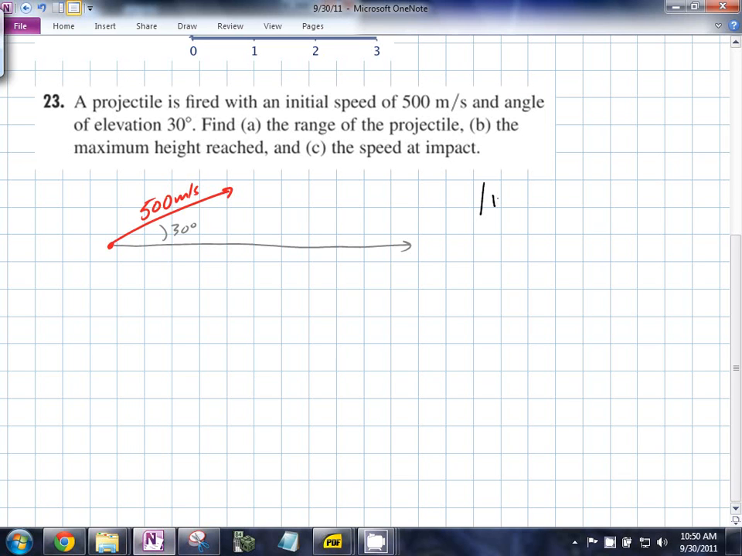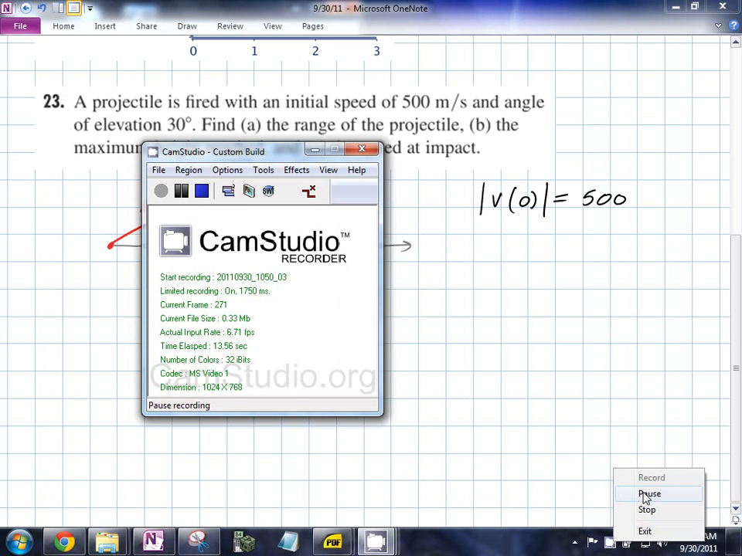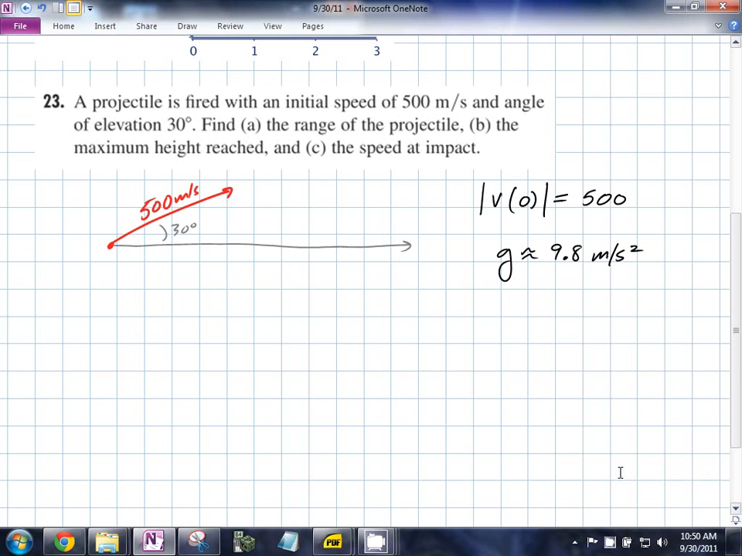What's this? 500. Yeah, the initial speed. So they just tell, I'm just writing that down so we know it, okay? That is the initial speed. In this case, what's the direction? How do we figure that out?